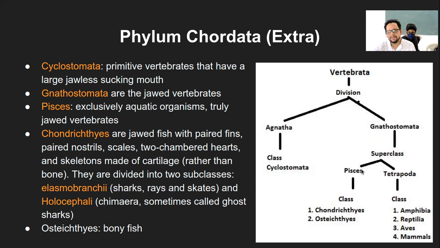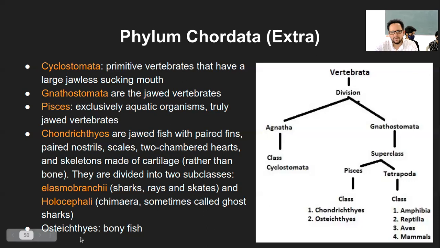Within Gnathostomata, again, there were Pisces, which is the category of the fish, and the Tetrapoda. In the Pisces, there are jawed fish with paired fins, paired nostrils, scales, and so on. There were also these specific subclasses, which include the sharks and the ghost sharks. Ghost sharks, again, I'm assuming you would know what they are. They look like sharks, but they have a snout-like mouth. That is a very typical characteristic of the ghost shark. So these are the two types of this fish category.